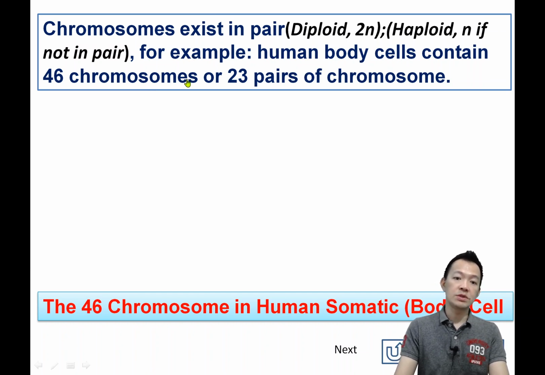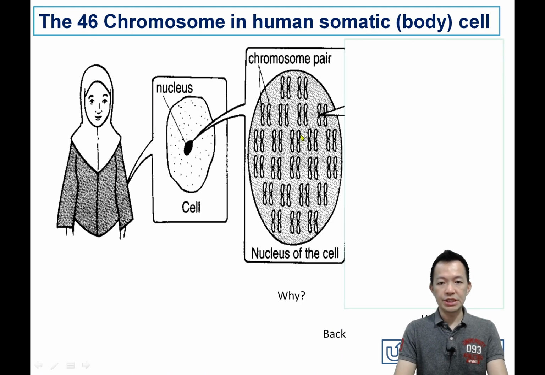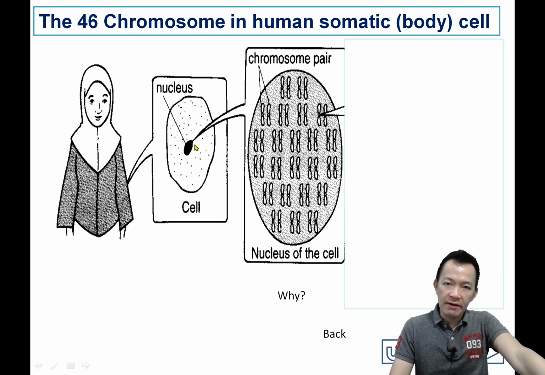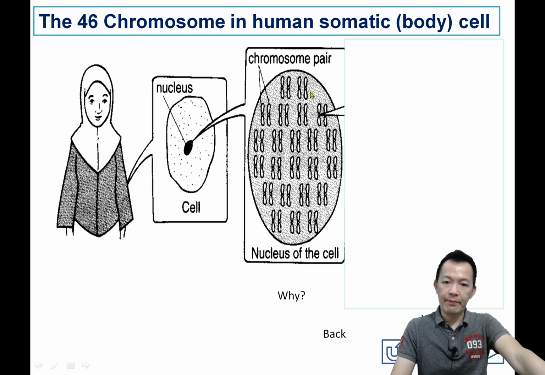We have 46 chromosomes, or 23 pairs. If I magnify the nucleus, you can see the chromosomes inside the nucleus. If you calculate one by one, if this is not a reproductive cell, it's just a somatic cell, one of the body cells, it will be 46 chromosomes, or we can say there are 23 pairs. They are diploid, in pairs, understand?